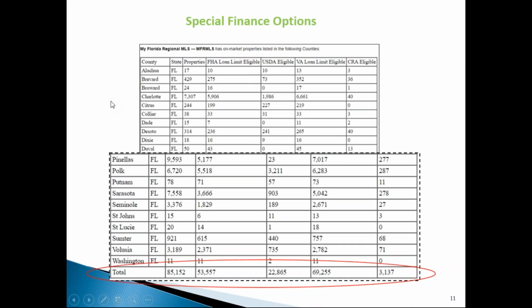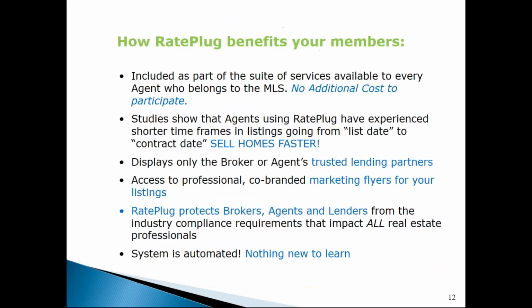This is just a snapshot of MFRMLS's data feed that we receive. Out of 85,000 properties that we are getting in that data feed, 53,000 and some change are FHA loan limit eligible, 22,000 and some change are USDA eligible, almost 70,000 are VA eligible, and another 3,000 plus are CRA, or Community Reinvestment Act, eligible. So agents would not normally know that these programs would be available to them without some type of notification, which now they have using the RatePlug agent dashboard.